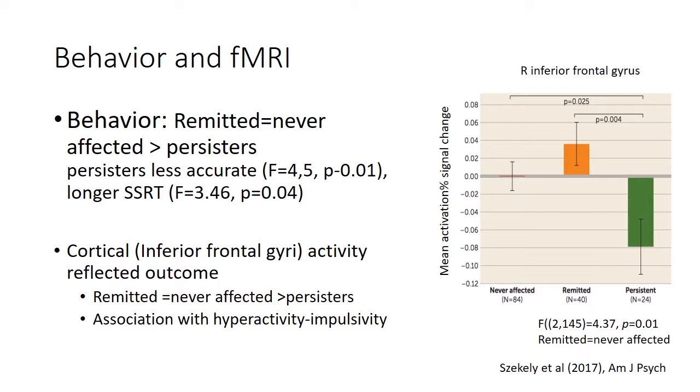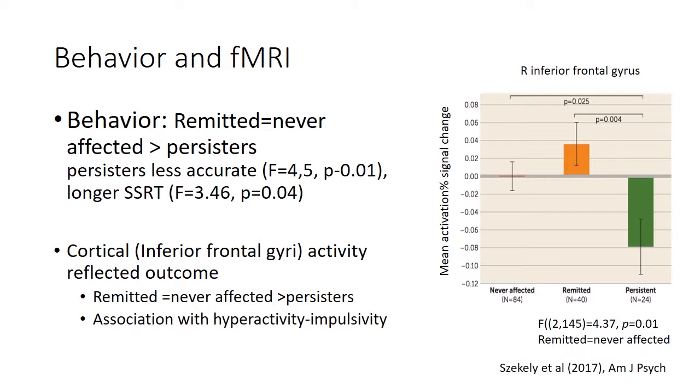So first, at a behavioral level, we found that the remitted and never affected were similar, whereas the persistent made slightly more errors in the task and had slightly less efficient inhibitory processing, reflected in a slightly longer stop signal response time. So next we looked at the fMRI data, and in our region of interest analyses, we found that activity in the cortical region, the inferior frontal gyri, did indeed reflect adult outcome. Now this is shown here for the contrast between failed and successful inhibition.